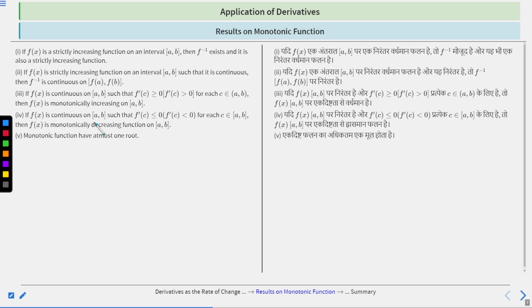Next, if f(x) is continuous in a to b such that f'(c) is less than or equal to 0, or f'(c) less than 0, for each c belonging to a to b, then f(x) is a monotonically decreasing function on a to b, right? You have to keep in mind. One important thing is that a monotonic function has at most one root. Clear? At most one root.